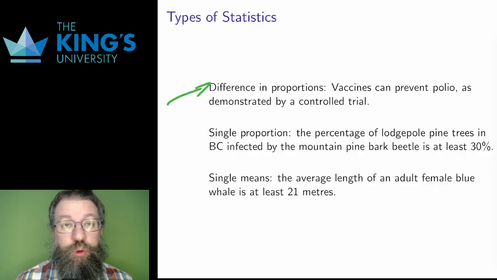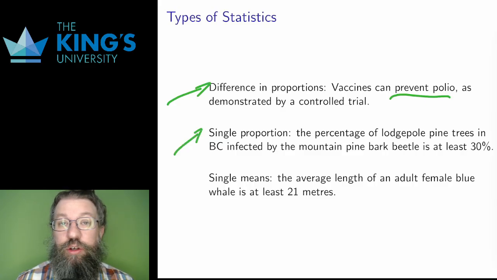A difference in proportion is exemplified by controlled trials. An alternative hypothesis would be that vaccines can prevent polio. There are two proportions, the infected proportion of the control group and the infected proportion of the treatment group. The sample statistic is the difference in proportions. The null hypothesis says that there is no difference in proportions, but the alternative hypothesis says there is a difference in the population. We then moved on to single proportions.